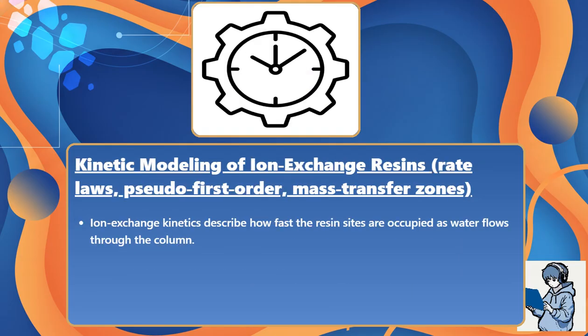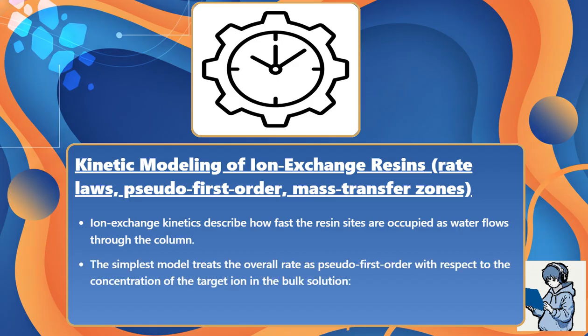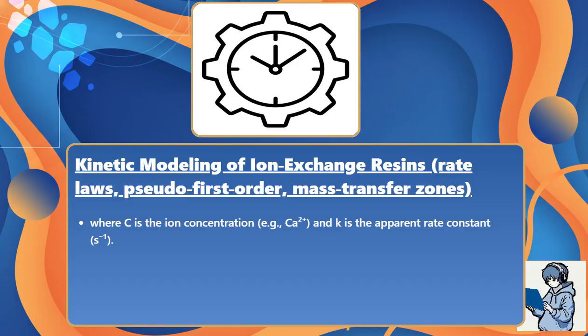Ion exchange kinetics describe how fast the resin sites are occupied as water flows through the column. The simplest model treats the overall rate as pseudo-first order with respect to the concentration of the target ion in the bulk solution. Negative dC over dt equals kC, where C is the ion concentration, for example calcium 2+, and k is the apparent rate constant per second. Integrating gives C equals C naught e to the negative kt.